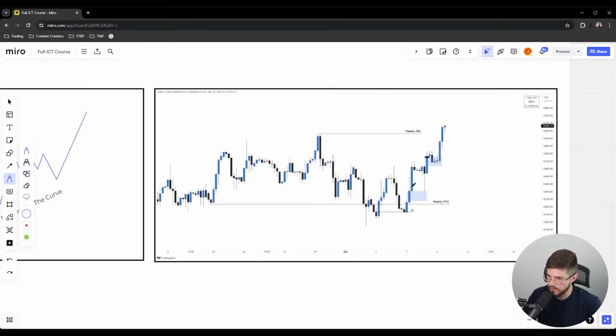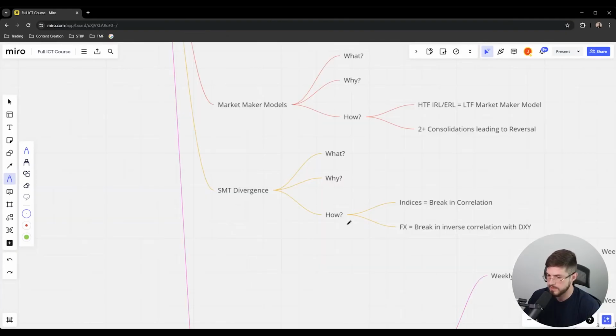This is that 4-hour example we looked at in the last part when we were talking about daily bias. Next, let's talk about SMT divergence. Now, this is one of the most powerful tools you're going to be able to use, not only to have bias, but also to mix with time and price, and also to get trade entries and how to trail your stop loss. We're going to talk about what it is, why we use it, and how to use it.